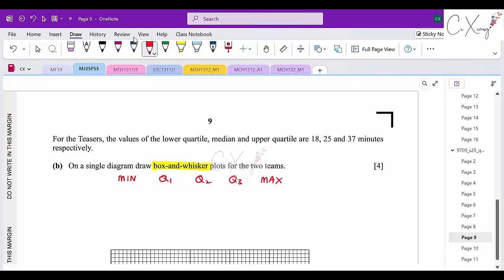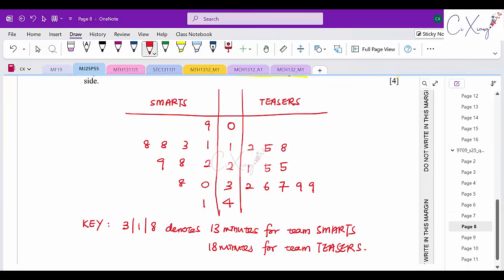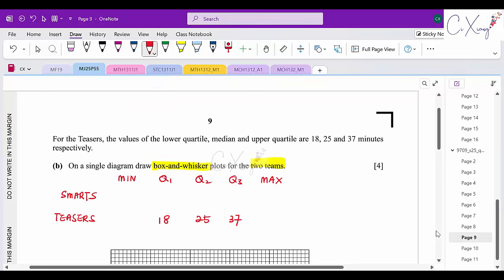And then because they ask you to draw the box and whisker plot for 2 teams, right? So you need to have a summary of the 5 values here for each team. I'm having Smart, but for the Smart team, I don't know the values yet. But I know that for Teaser, they have been given 3 important values here, which is Q1, Q2, and Q3, lower, median, and also upper quartile. So I'm having 18, 25, then 37. For the maximum and minimum, you can directly get them from the table here. So for Teaser, the smallest value is 12, the largest value is 39. So you just put it in first. So you're having 12 minimum, then 39 is maximum.